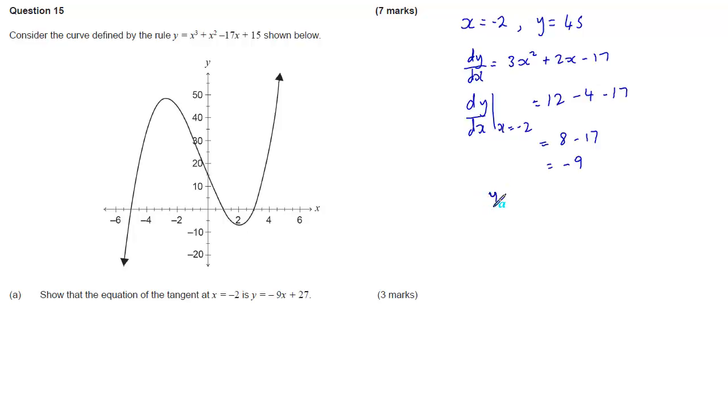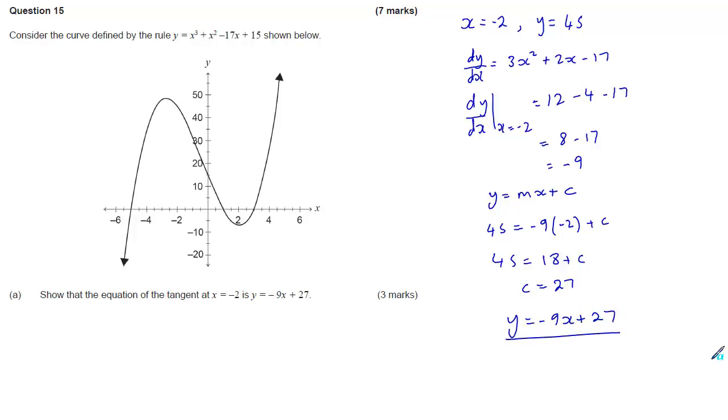So now we have y equals mx plus c, because we know a tangent is a straight line, and we know that 45 is the y value, negative 2 is the x value plus c, so 45 is equal to 18 plus c, giving us that c is 27, so y is equal to negative 9x plus 27 as required.